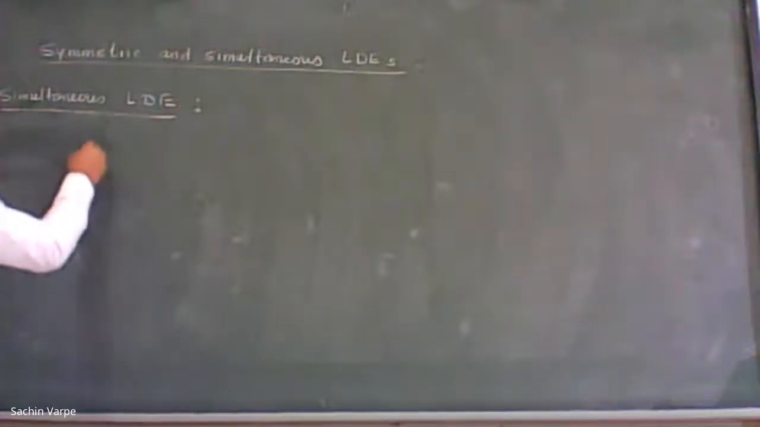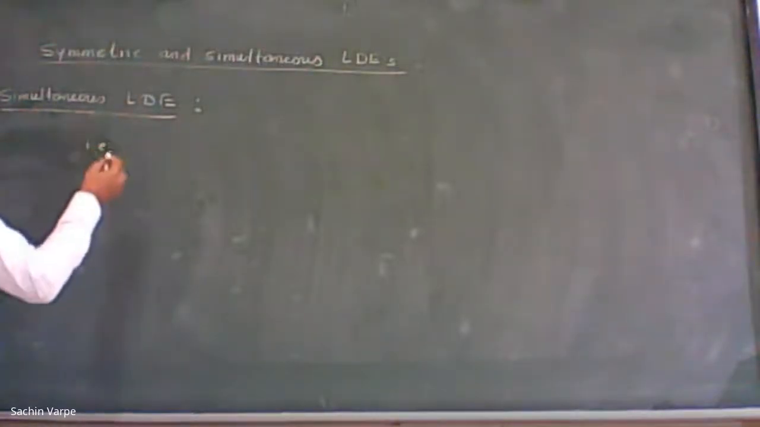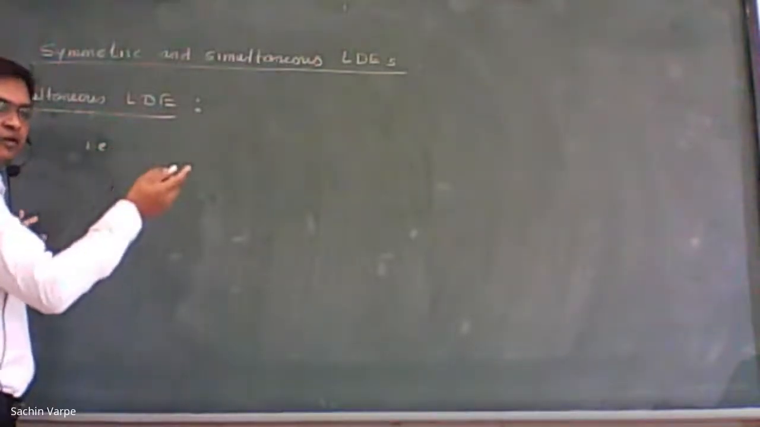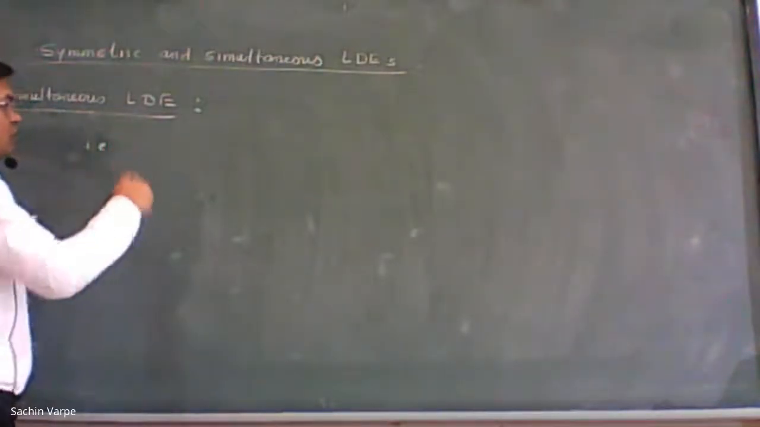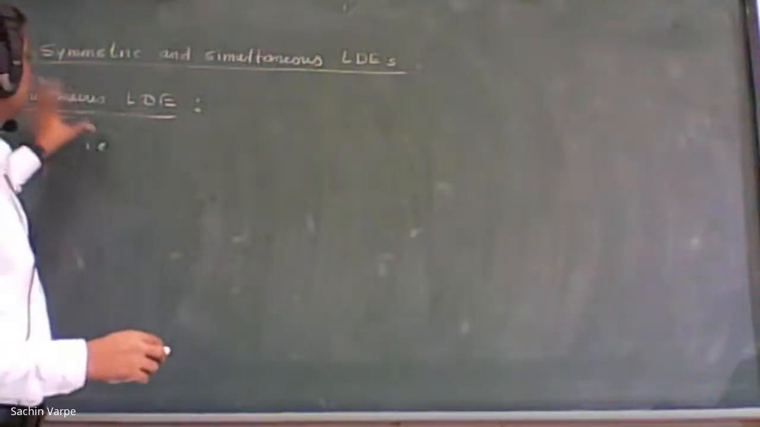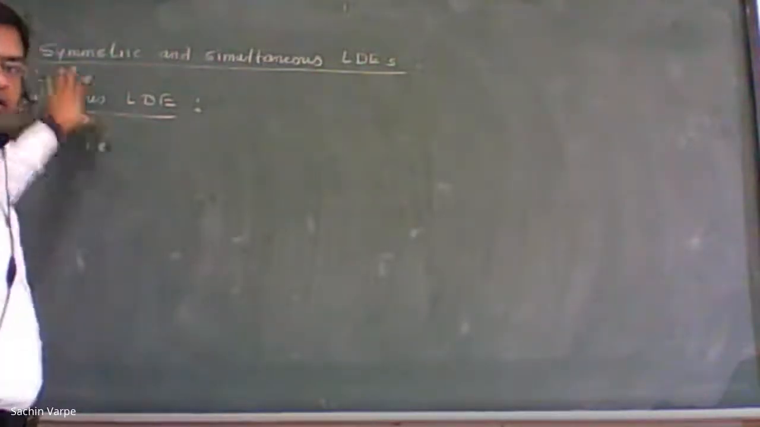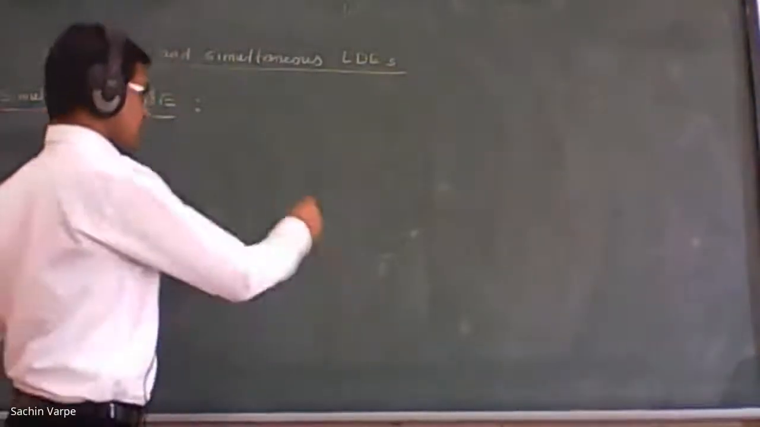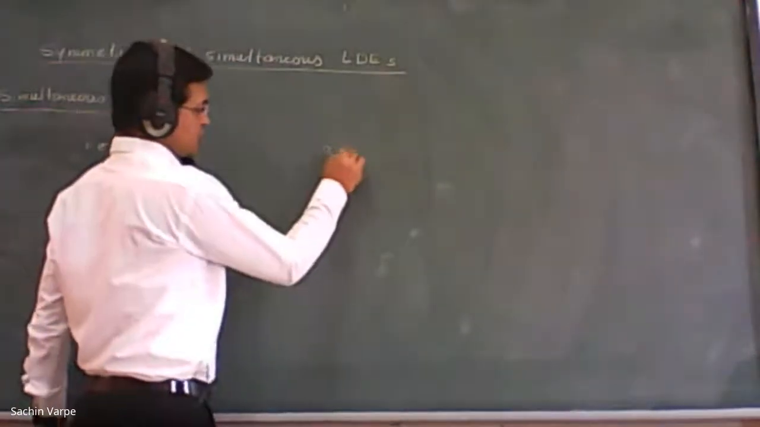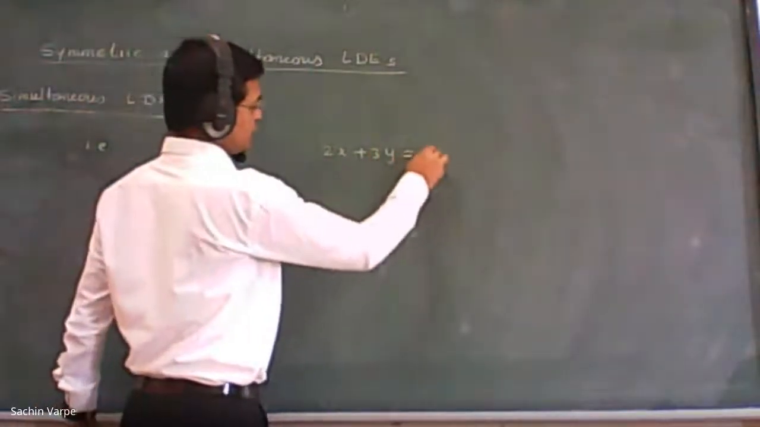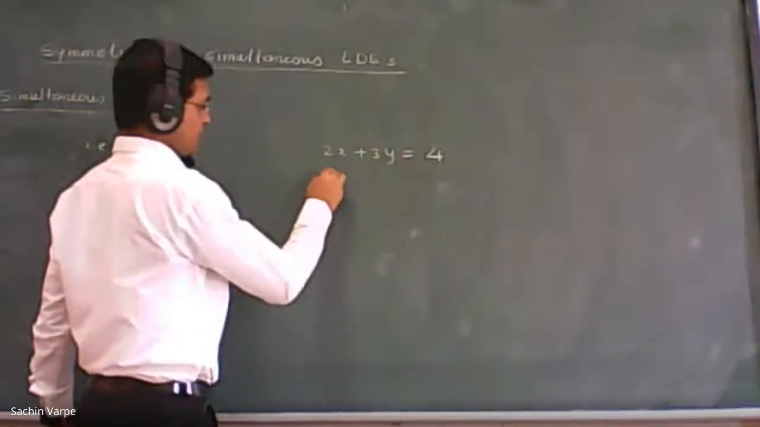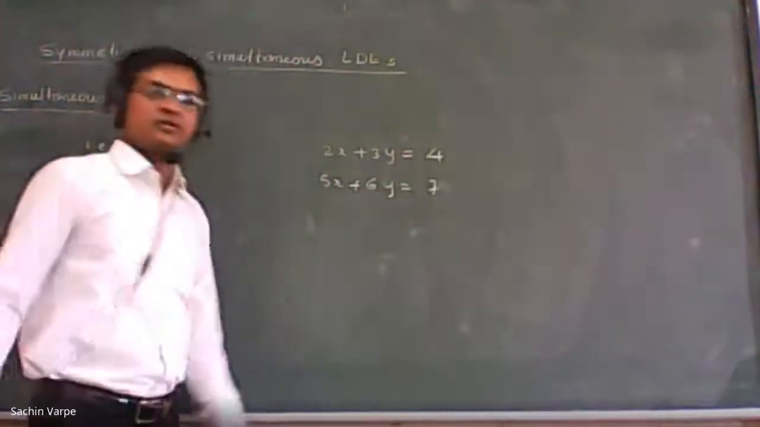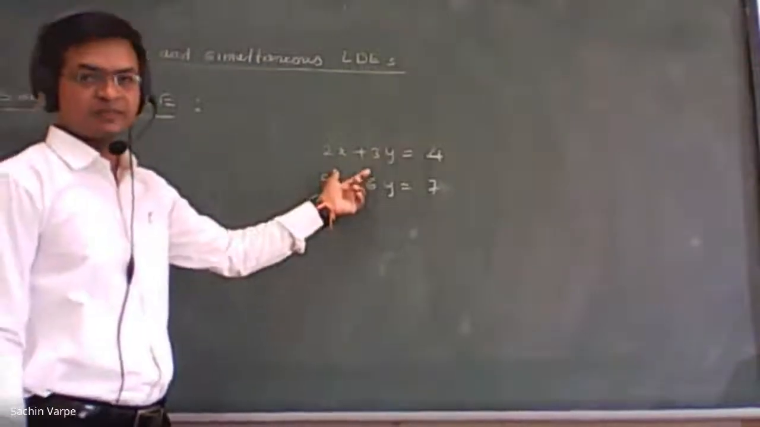So that is, for example, the simultaneous LDE is of the form two or more dependent variables, but only one independent variable. And if you look at only the word simultaneous, it is very similar to simultaneous linear equations. Just like 2x plus 3y is equal to 4, and 5x plus 6y is equal to, say, 7. These are the simultaneous linear equations.